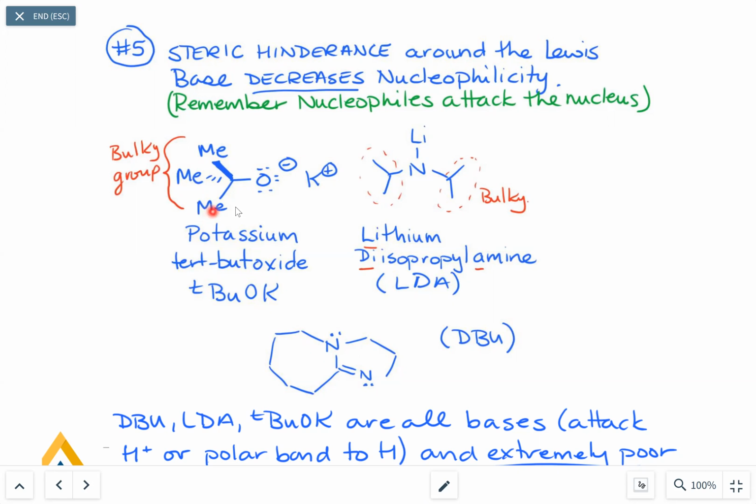So there are certain anions that are really good bases because they can grab protons no problem. Remember, protons are tiny. So they're really strong bases, but they're terrible nucleophiles just based on the fact that they've got lots of steric hindrance. So potassium tert-butoxide is one of them. It's basically made by deprotonating tert-butanol, and you've got tert-butoxide.